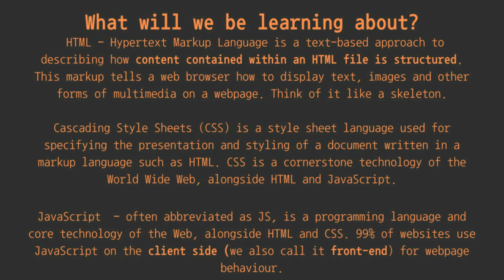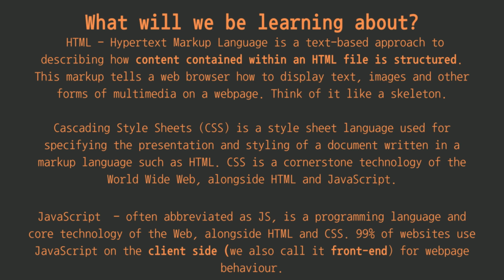CSS is a styling language used for specifying the presentation and styling of a document written in a markup language such as HTML. CSS is a cornerstone technology of the World Wide Web, alongside HTML and JavaScript. Think of it as a skin.